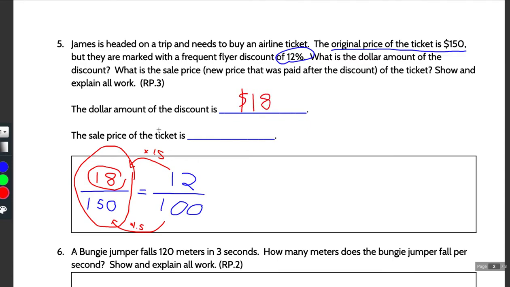And the sale price of the ticket is the new price that was paid after the discount. So to figure that out, you would think, well, the ticket was $150, and then you subtract $18 from that cost, so it is $132.